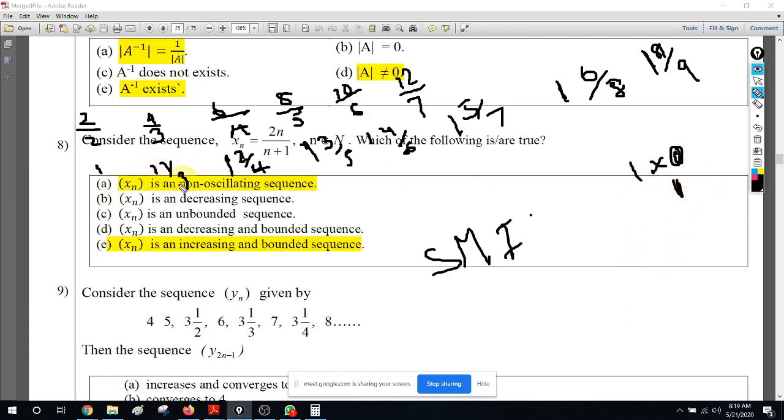So this is closer to 1 than this. Of course this is a special case. This is 1 anyway. But this is more closer to 1 than this.